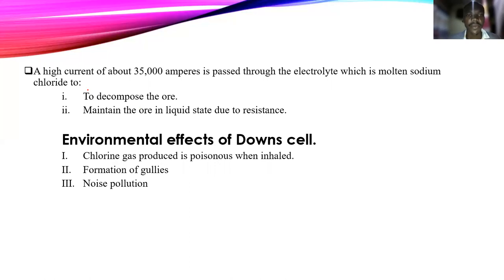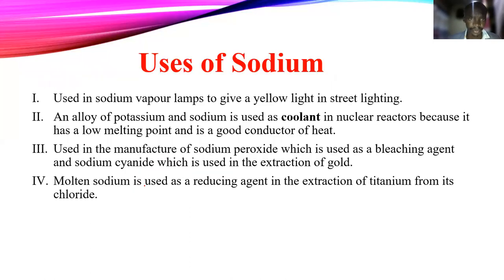We also have the environmental effects of the Downs cell. The chlorine gas produced is poisonous when inhaled, and there is formation of gullies and noise pollution.